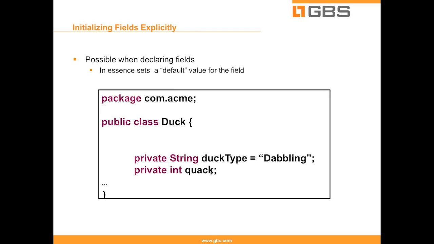initialized when declared. So for example, if I have a duck class, I can say private duck type equals dabbling, and this basically creates a default value for that particular string. So when I instantiate an instance of the duck class, if I don't actually call the method for setting the duck type, then by default all ducks are dabbling ducks.